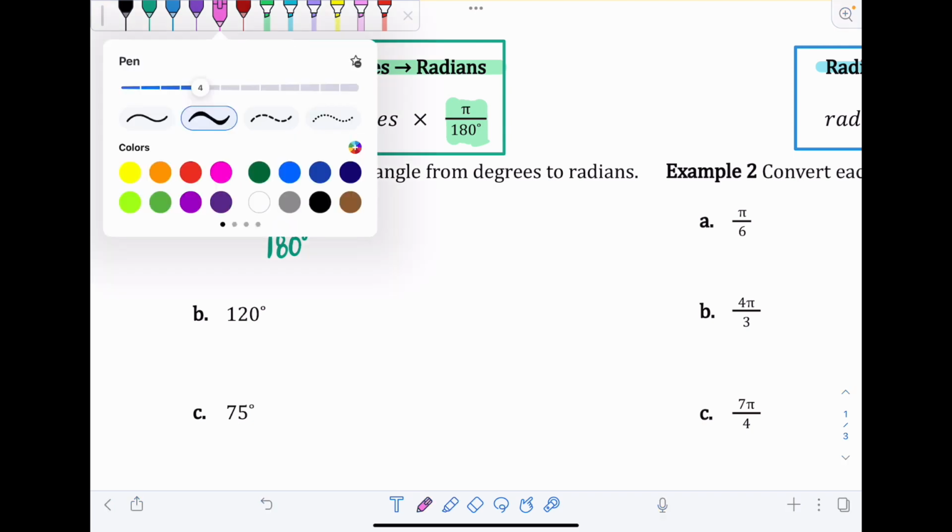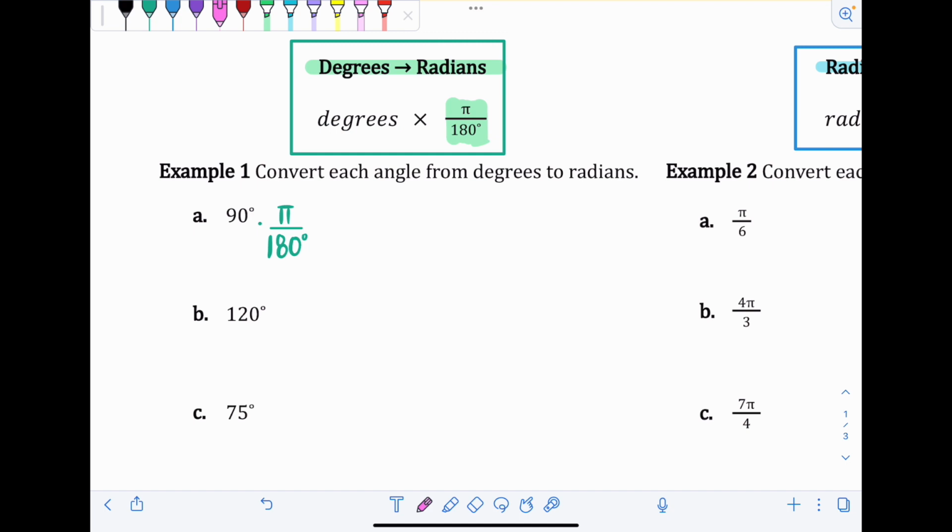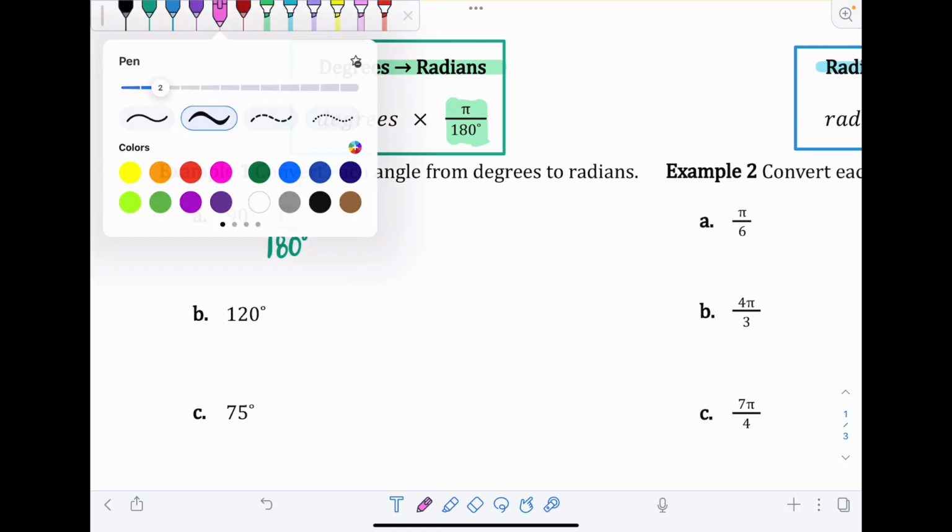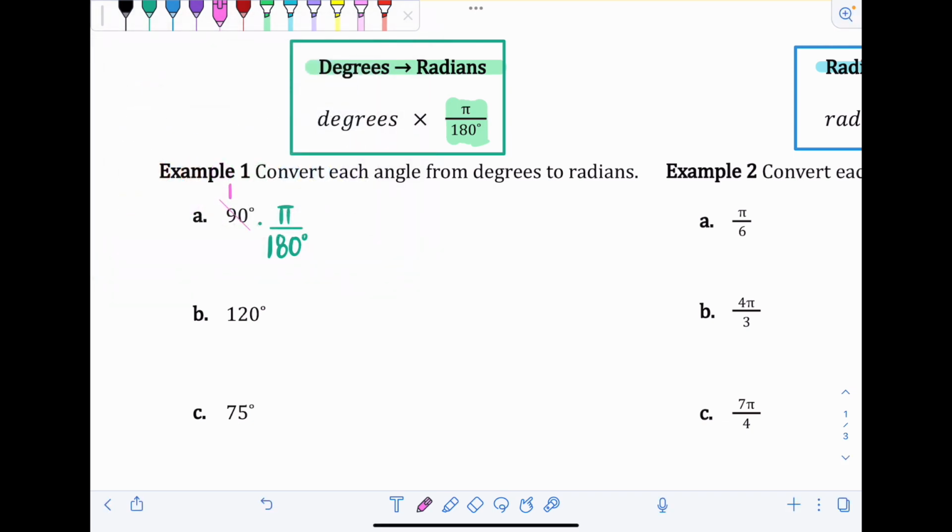Usually there are more things than just that which will cross cancel though. Like the 90 and the 180, we can cross cancel and divide them both by 90. So 90 degrees divided by 90 degrees would just become 1 and the degree unit would cancel out. And then 180 degrees divided by 90 degrees would be 2.